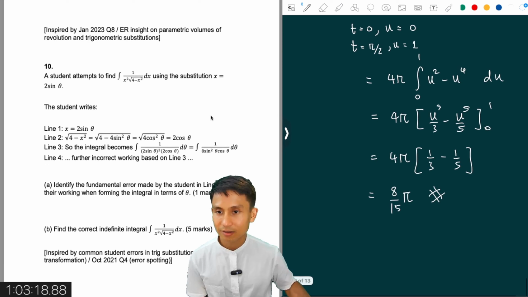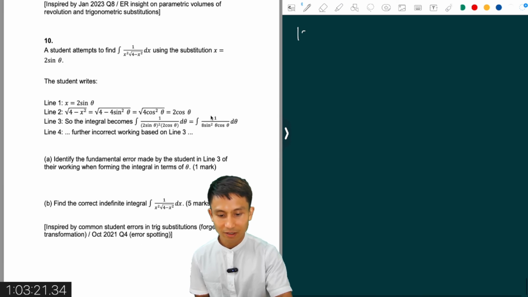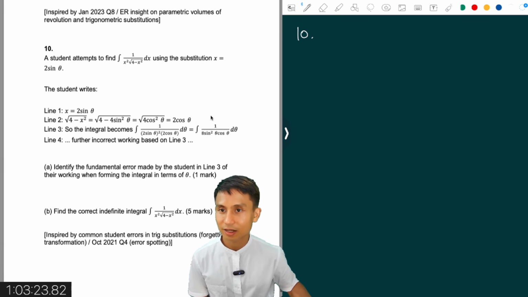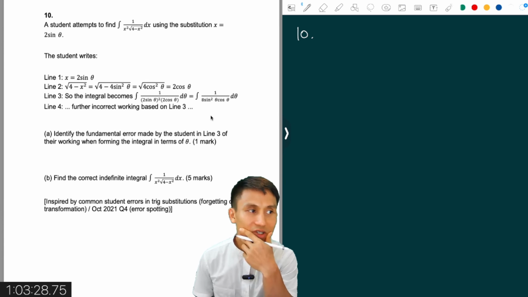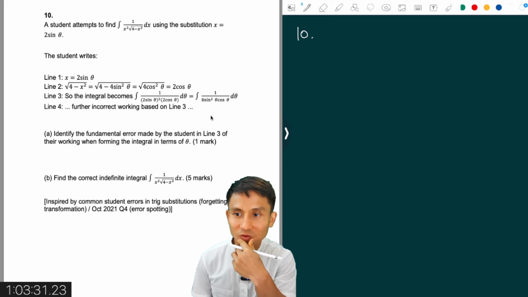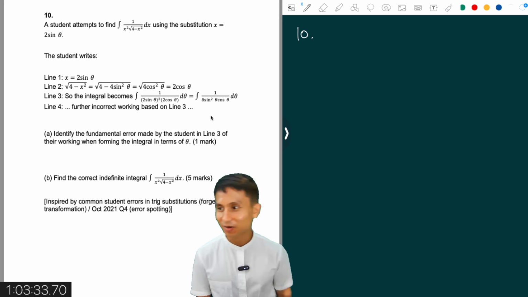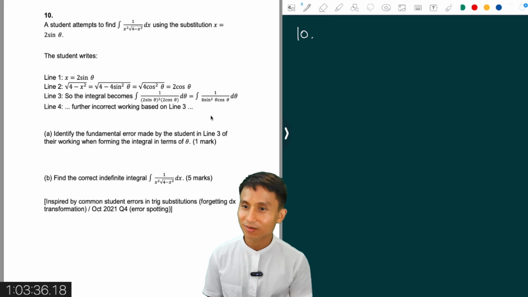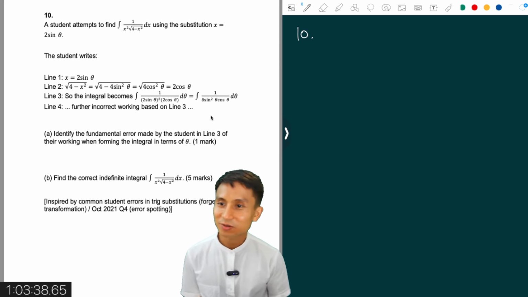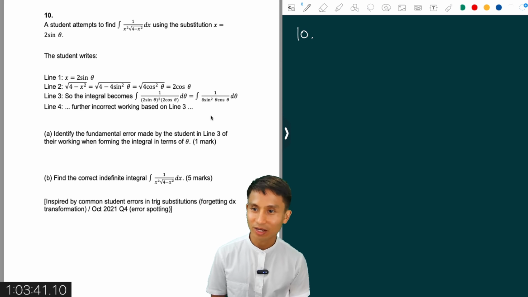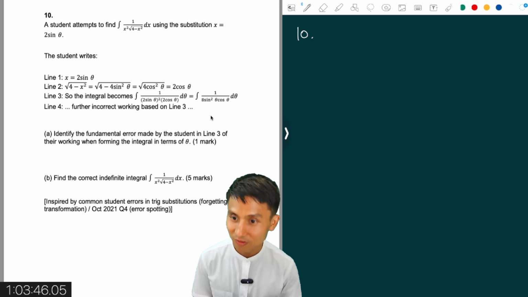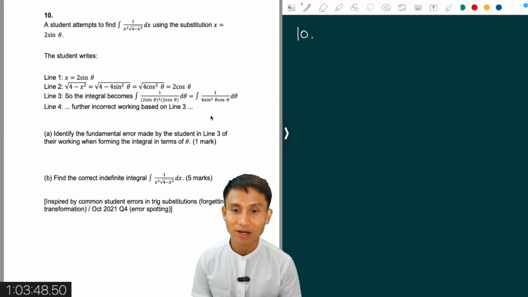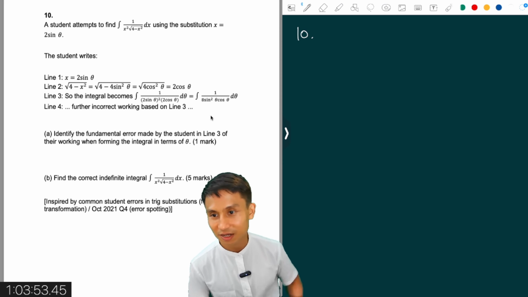And then the last one here, I guess. Number 10, is it? Yeah, last one. A student attempts it using the substitution x equals 2 sine theta. The student writes that. Okay, this is quite a different style here, but it's possible. x equals 2 sine theta. Okay, let's read the question first. A: identify the fundamental error made by the student in line 3 of their working when forming an integral in terms of theta.